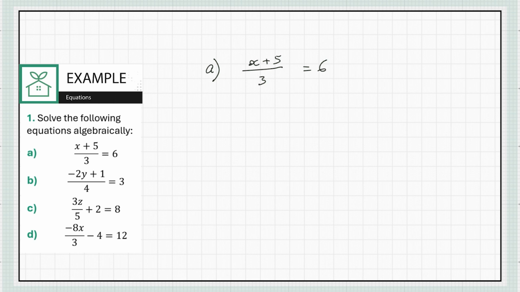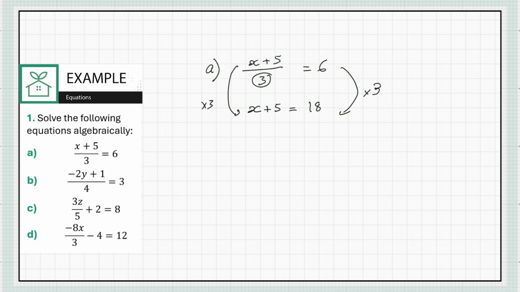So in order to solve, we're going to need to simplify this a bit, and first we're going to multiply both sides by our denominator. So this side will multiply by 3 and this side will multiply by 3 as well. If we multiply this side by the denominator, our fraction goes away and we're left with x plus 5, or just our numerator. After that, we have 6 times 3, which is going to be 18.